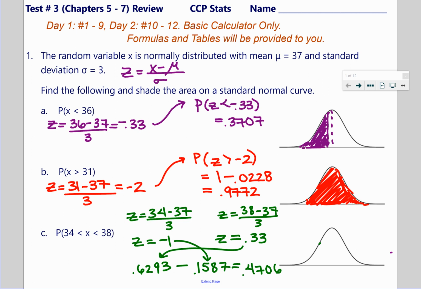All right, so -1, standard deviation to the left of my mean, 1/3 standard deviation to the right. It's not going to be quite as far to the right. And then my area is going to look something like that when I shade it.